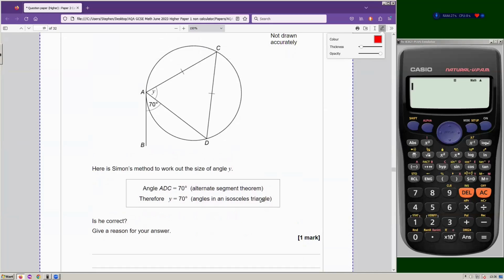Is he correct? No. 70 degrees is ACD in the alternate segment theorem.